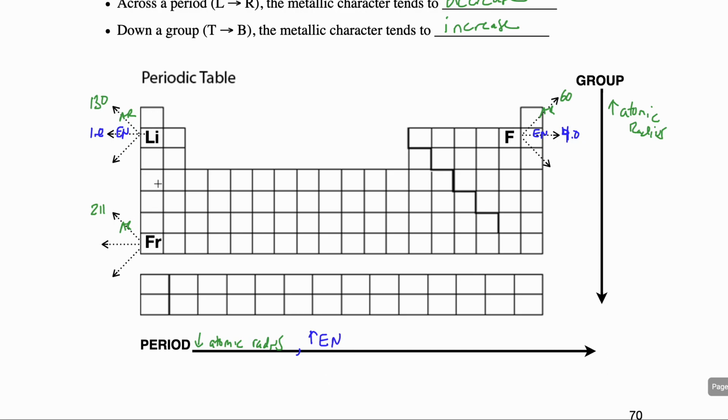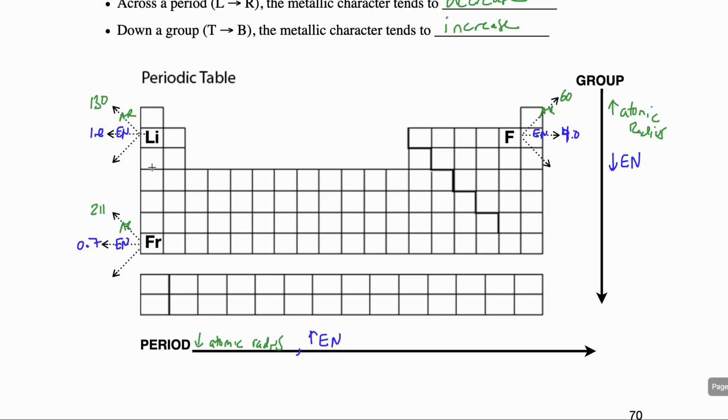Let's look down a group. When we look at lithium down to francium, francium's electronegativity value is 0.7. So it's less than 1. So we go from 1 to 0.7. So when you move down a group, the electronegativity values decrease. So we see a decrease in the electronegativity values.